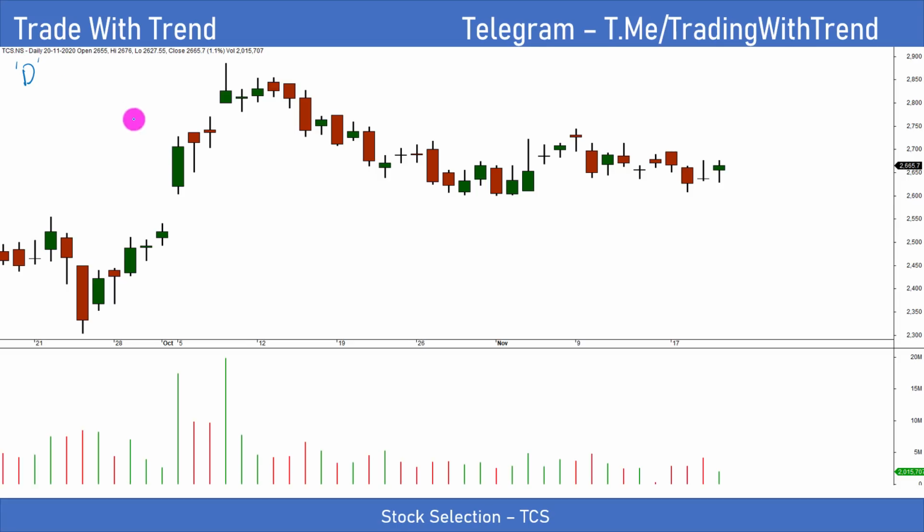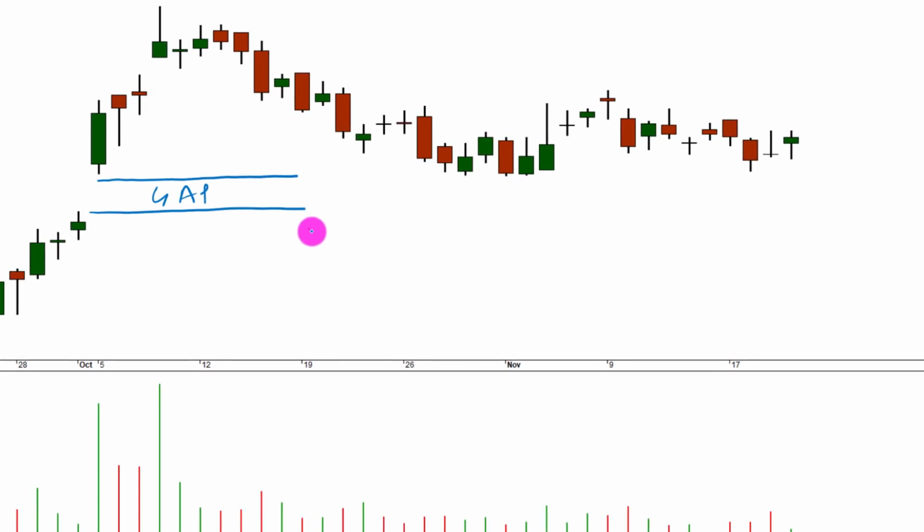So the first stock I'll select for the week is TCS. This is on a daily time frame chart. All of the examples that I've taken are from the daily time frame only. So you have some sort of gap here. This becomes a region of support for price. If you see, price is coming very close to the support level and it is yet to move lower.